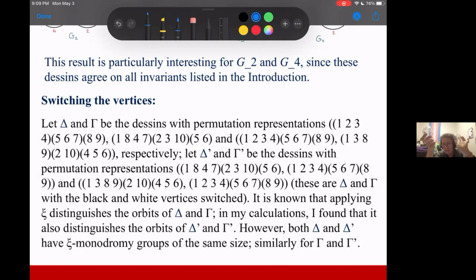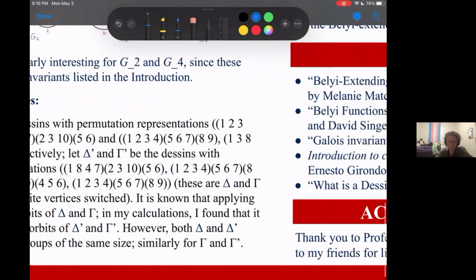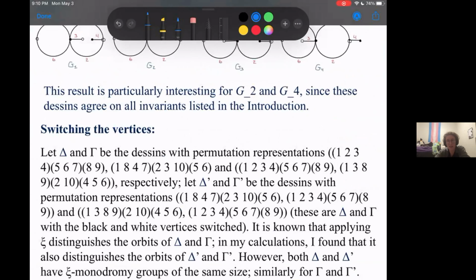And what I found is that xi also distinguished delta prime and gamma prime from each other. So we were able to tell, using the same Belyi-Extending map, that after we switched the vertices, those two switched up Dessins were also in different orbits from each other. The one catch here is that the monodromy group of xi of delta was the same as the monodromy group of xi of delta prime. So there wasn't really a way to tell whether or not those two were in the same orbit. Those are the things I thought about as I was doing this.